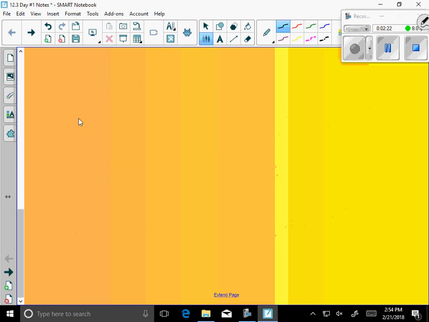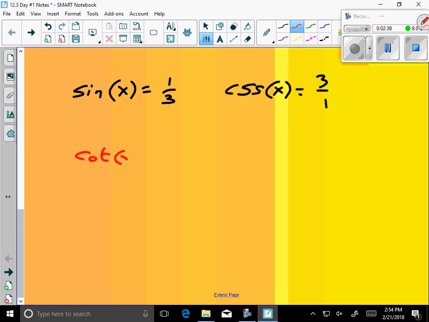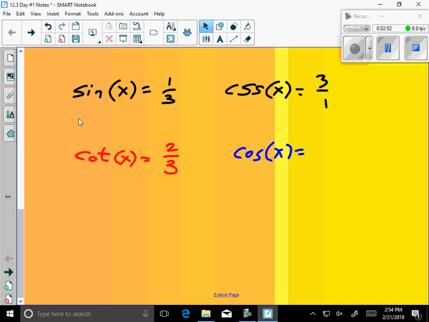Let's say the sine of x equals, I don't know, 1/3. Well, then that means that the cosecant of x would be 3 over 1. Okay. If the cotangent of x is equal to, let's say, 2/3, what would the cosine of x equal? Now, it's not going to be 3/2. This is a funky one.